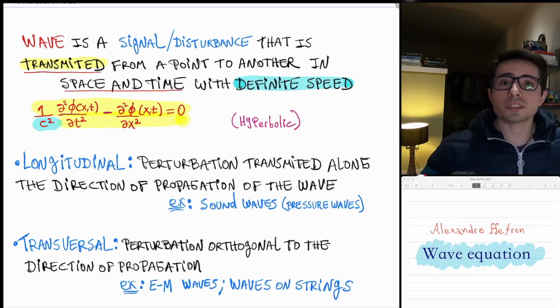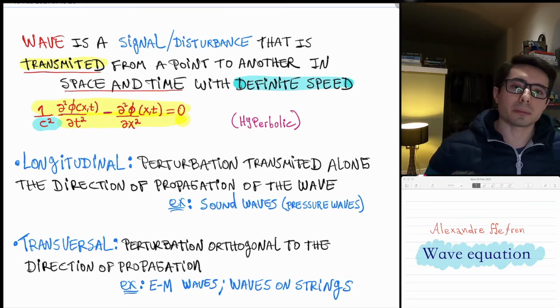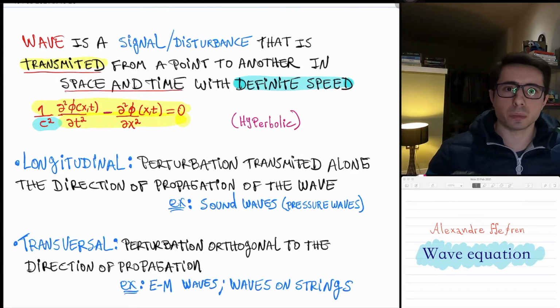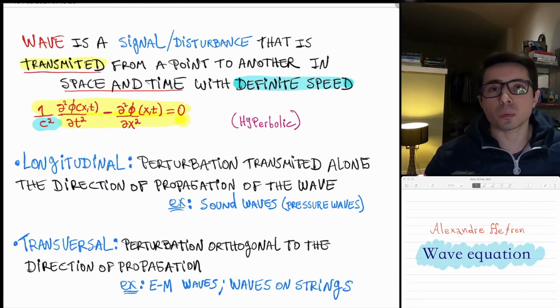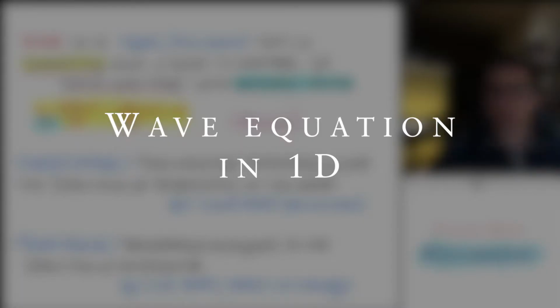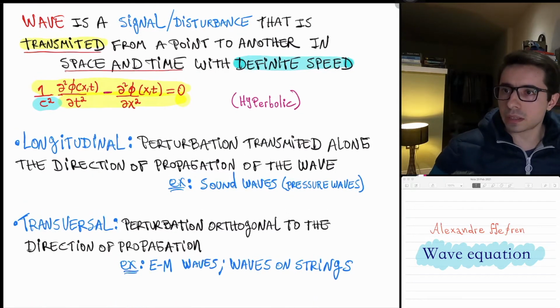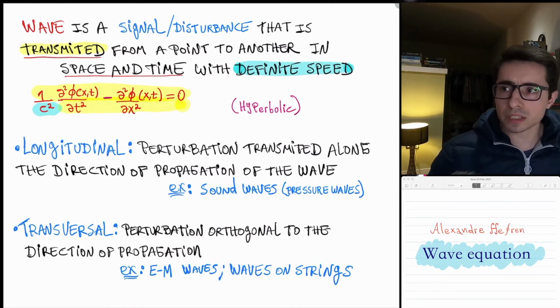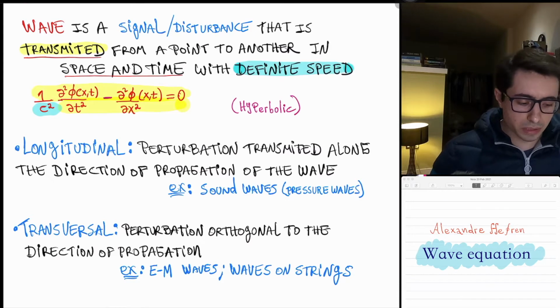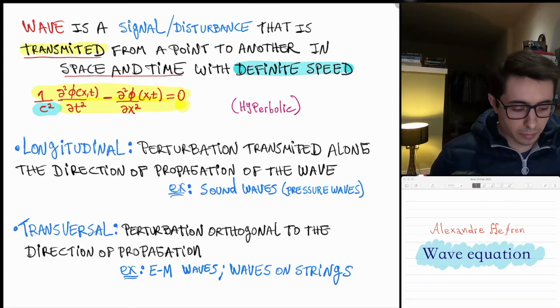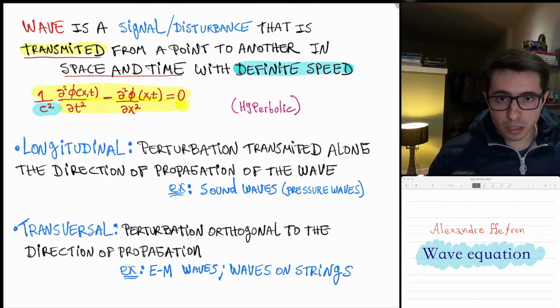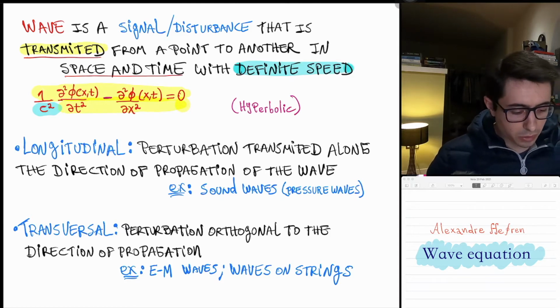Hi, in this video I would like to briefly comment on some basic points behind the wave equation in one dimension, particularly for waves on strings. Here we have a quick definition of what would be a wave for us. A wave here is a signal, a disturbance that is transmitted from a point to another in space and time with a definite speed. I stress here the definite speed, so here we have our definite speed to be c.